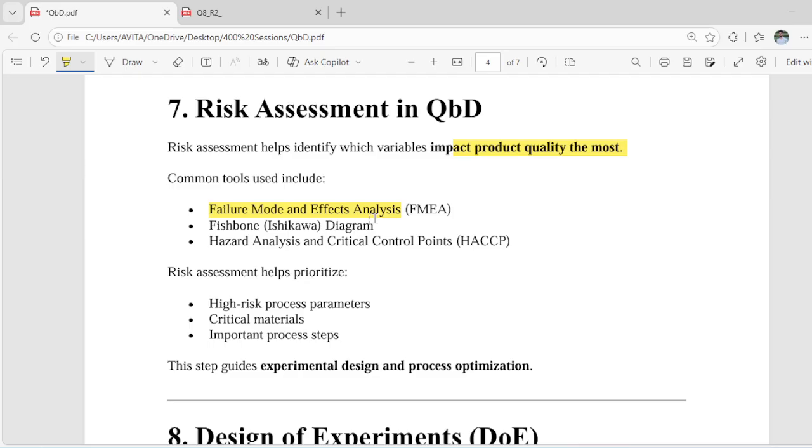So by using the FMEA, that is the failure mode effect analysis, we can evaluate which parameter is going to impact the most. The second we have the fishbone, that is the Ishikawa diagram, as well as the hazard analysis and critical control point, that is HACCP. Risk assessment helps prioritize the high risk process parameter, critical materials, and important process steps.